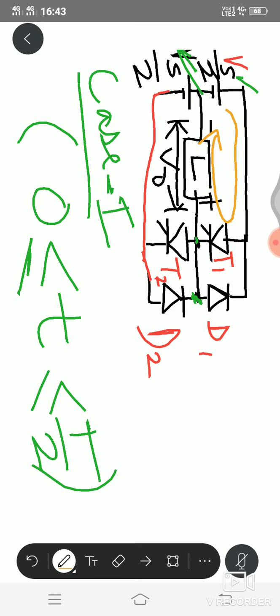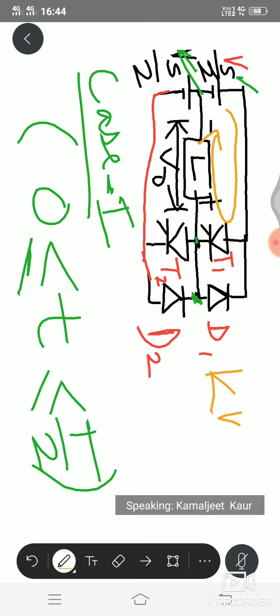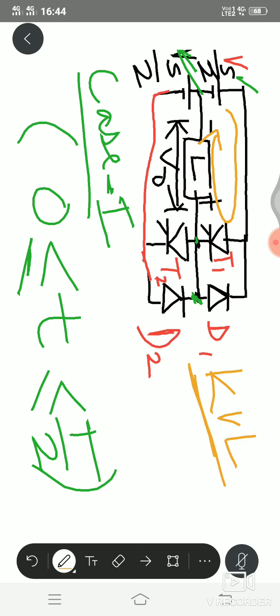So when T1 is fired, follow the yellow line, you will find that this will be the closed active circuit. Now apply KVL in this circuit. Vs by 2, voltage across T1 is minimum because it is in on condition. Minimum means we are taking 0. So what will be the V naught value? Vs by 2, follow the yellow line and write the KVL. Anyone please tell?